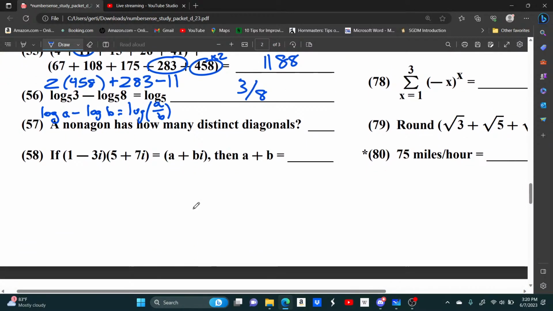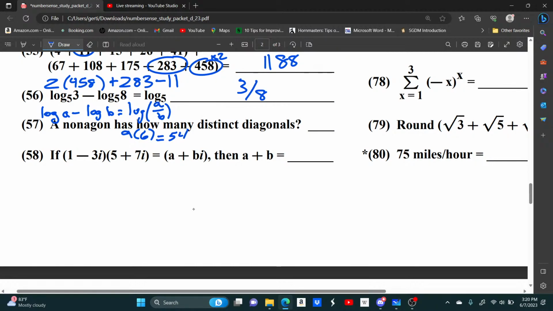A nonagon has how many distinct diagonals? Okay, so you can imagine that for each vertex, I have 9 vertices, and for each vertex, there's going to be n minus 3 vertices that I can draw a diagonal to, right? Why n minus 3? Well, because I have the 2 adjacent vertices, which would just make side lengths, and then I have the point itself. So 9 times 6 gives you 54.